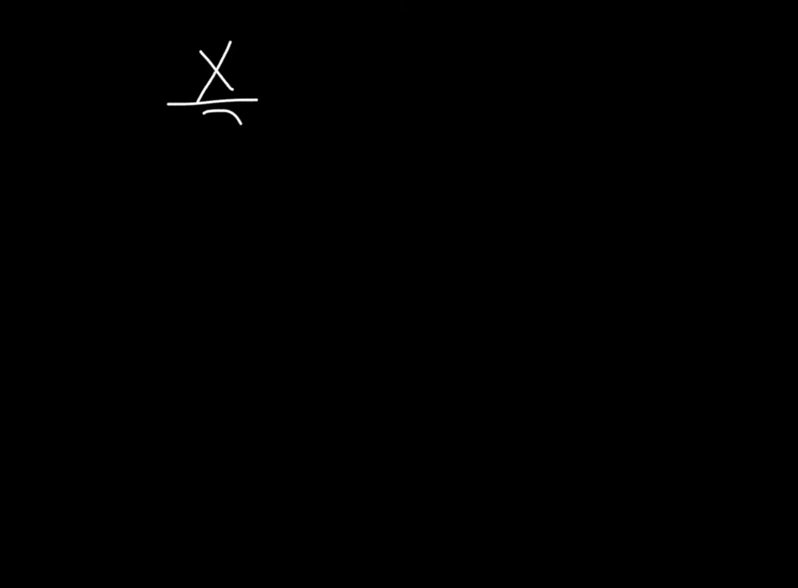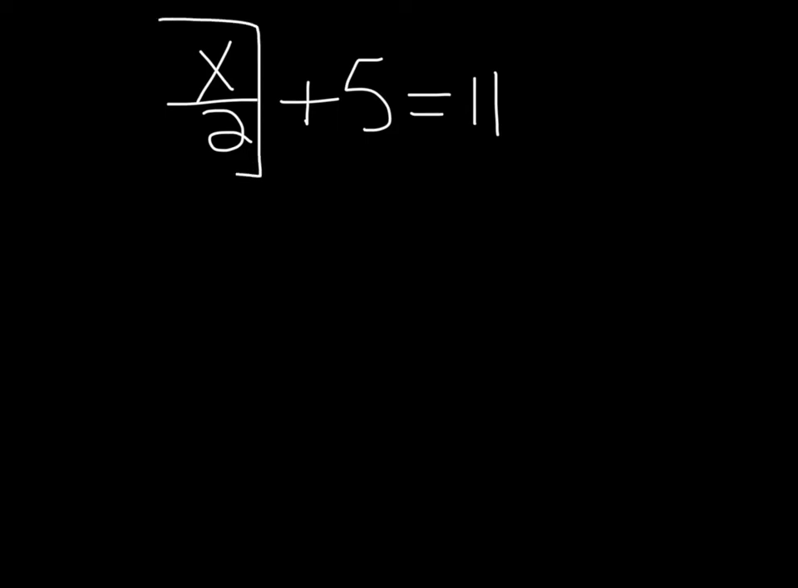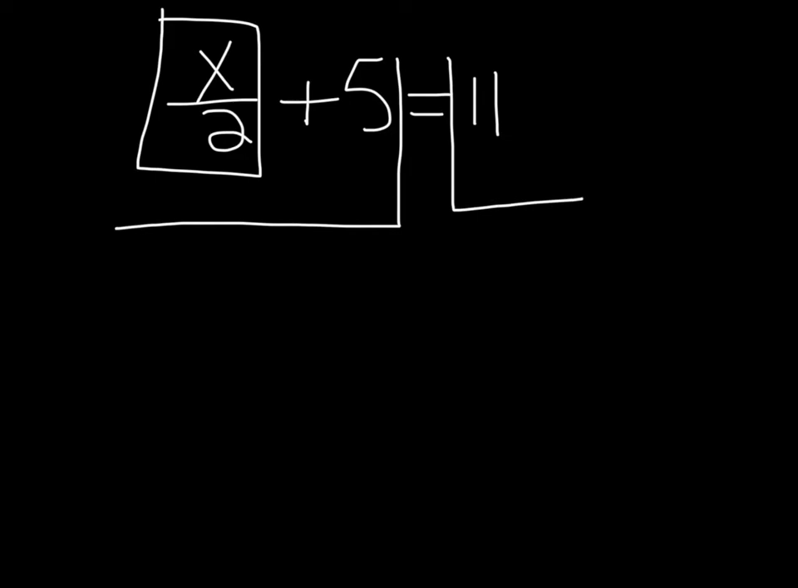x/2, that means x divided by 2, plus 5 equals 11. Again, we are going to isolate the term that has x in it. So this is our term right here that has x in it. We need to isolate it, get it by itself on the left side of the equal sign. Here's our left side, here's our right side. And remember to keep the equation equivalent: whatever we do to one side, we must also do to the other.